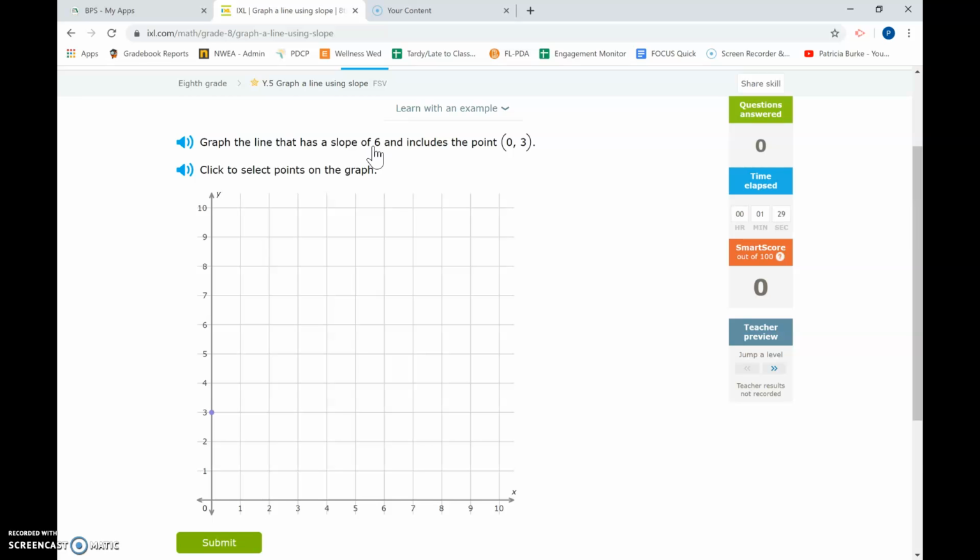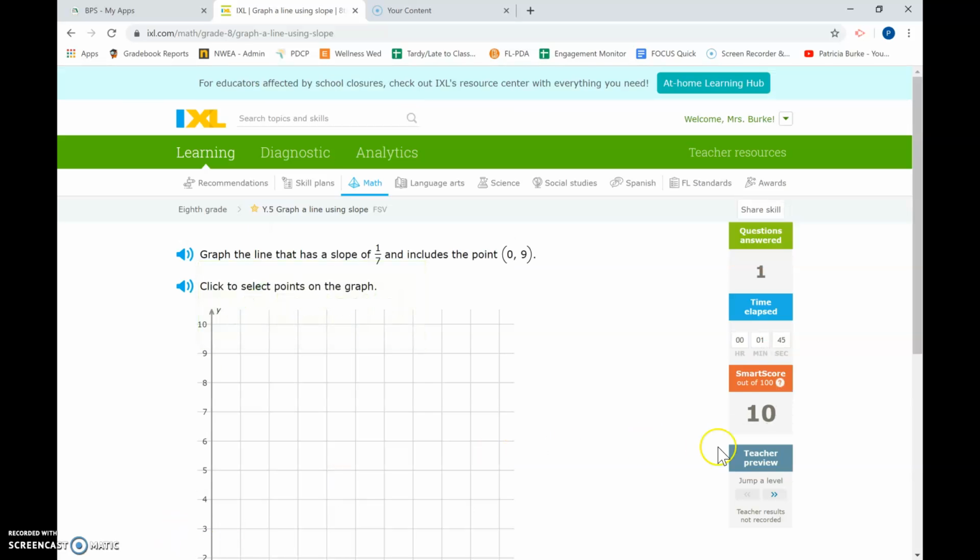So for this one, we have a rise of 6. So we are going to go up 6 floors. 1, 2, 3, 4, 5, 6. And we are going to run across 1 door. All right. Let's go up a level.